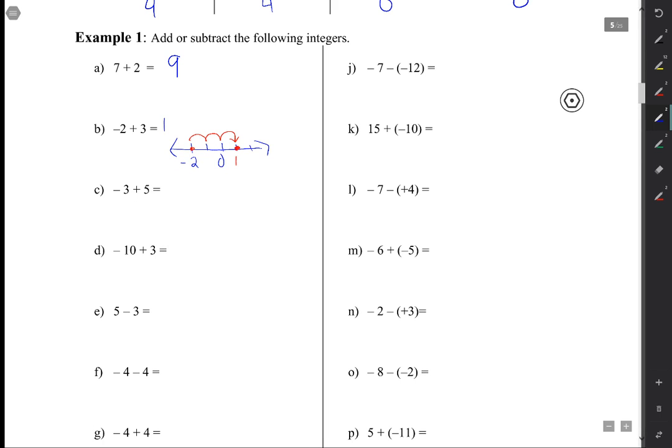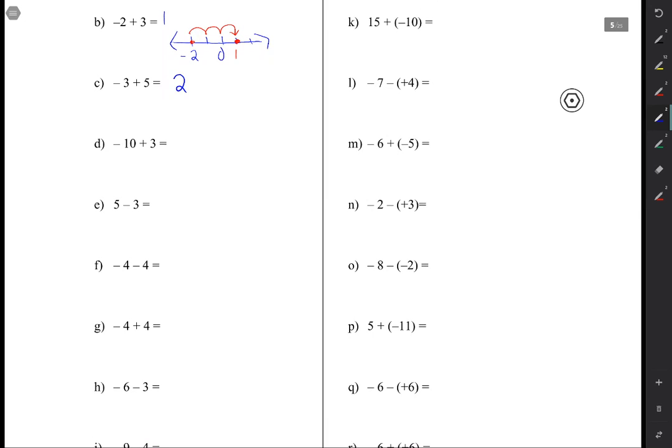Minus 3 plus 5, again, you could use the number line or you could do it in your head. So minus 3 plus 5 would be positive 2. You could also use your calculator for this as well. Minus 10 plus 3. We're going to be all the way at minus 10 on our number line and we're going to add 3 to it. So we're going to move to the right 3 times and that would land us at minus 7.